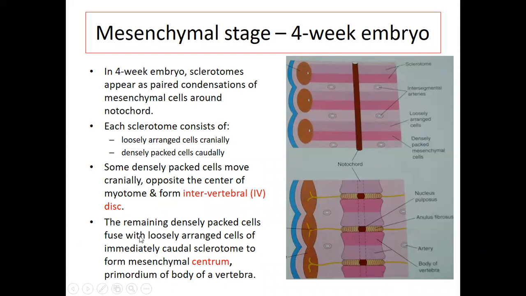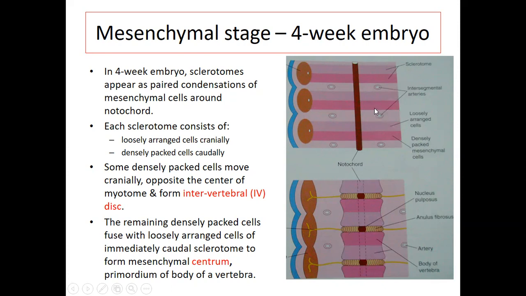The remaining densely packed cells will fuse with the loosely arranged cells of the immediately caudal stratum. This is the caudal, loosely arranged sclerotome. This one will combine with this one to form the mesenchymal centrum. So this is the mesenchymal centrum. So far, I hope you can understand how the sclerotome is moving.